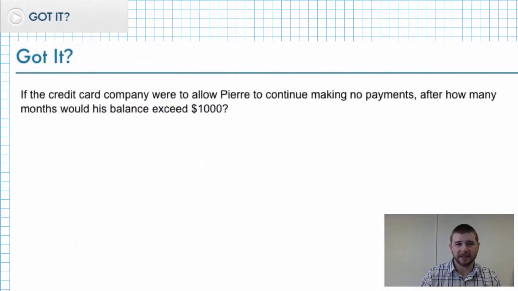And here is your chance to show that you have got it. If the credit card company were to allow Pierre to continue making no payments, after how many months would his balance exceed $1,000? And work carefully to solve this problem.